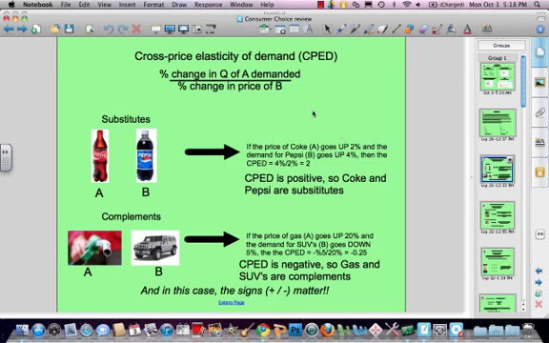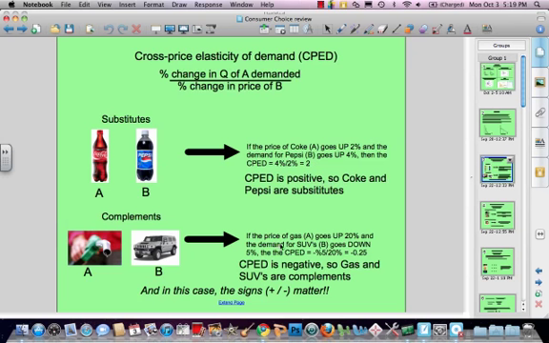Cross price elasticity of demand, defined as percent change in Q of A demanded when there is a change in the price of B. So products A and B, the price of Coke goes up and the demand for Pepsi goes up. Cross price elasticity of demand for these products is positive. That means that Coke and Pepsi are substitute products.